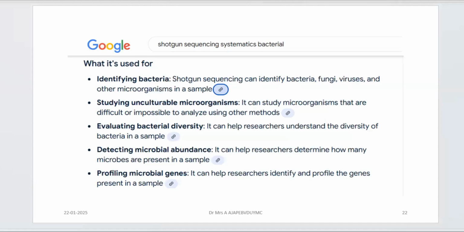From it you can find out the entire genomic sequence, what kind of genes are present, and the specific marker genes, if they can be detected, within the genome under study. All that can be done, right? Diversity, of course, can be analyzed based on studies which generate a lot of data, and you can study bacterial diversity. Abundance of a particular species in a given environment or ecosystem can be studied, and microbial genes can be profiled. That is going to help researchers identify and profile the genes present in a sample.